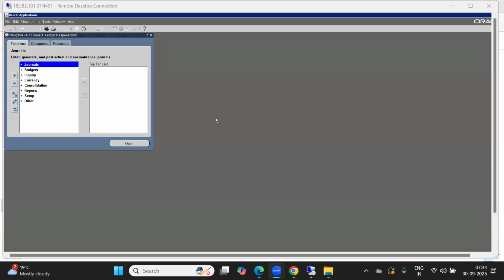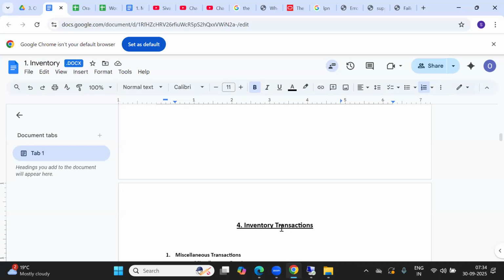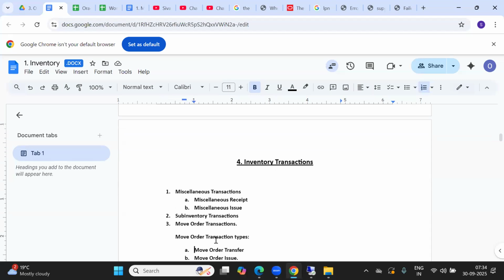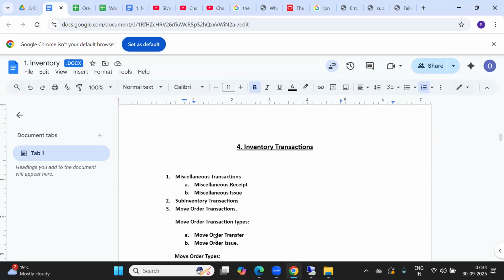Okay. So our next topic is inventory transactions, which is a very important topic. The fourth topic: inventory transactions in the inventory model. In inventory transactions, we'll talk about how many inventory transactions we have available, and what their functionalities are.